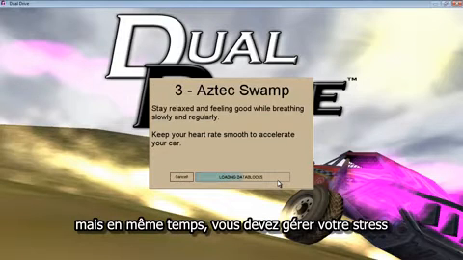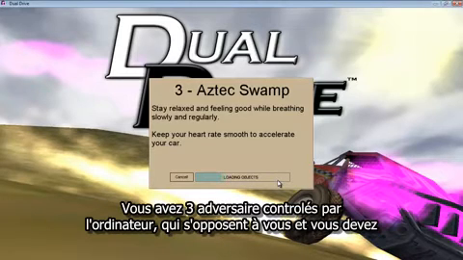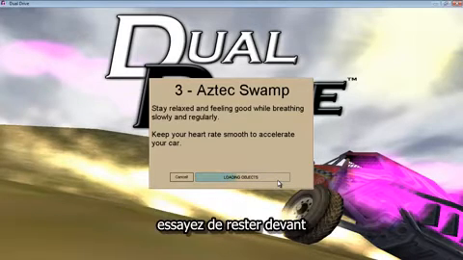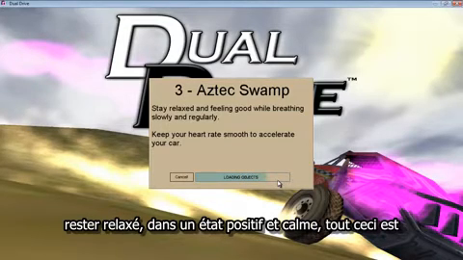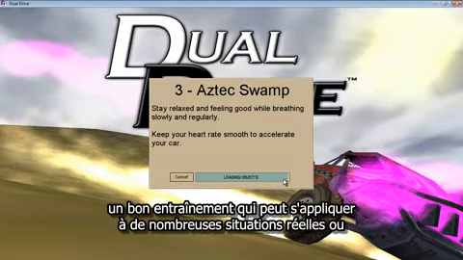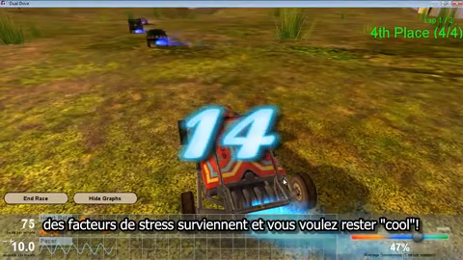but at the same time you deal with the stresses of controlling your car, avoiding objects, staying on track. There are three other race cars that you're competing against, so you're trying to get to first place, win the race, and to do all that while keeping a relaxed and positive state. And so this is a good training that applies to sort of a real life scenario where there are stressors and yet you still want to keep your cool.